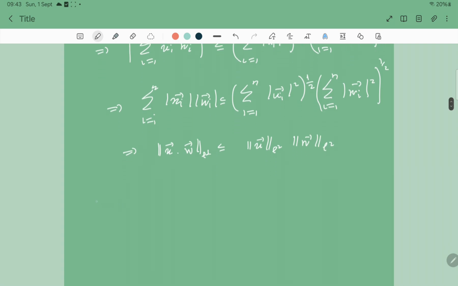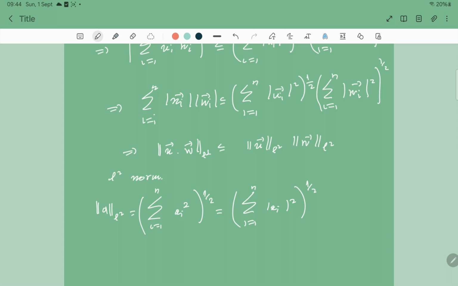If we want to find the norm of alpha in little L2, it is the sum from i equals 1 to n of alpha i squared, and then you take the square root, or you can write it with the modulus, and then you take the square root. This is the little L2 norm. And here I have finished my proof.